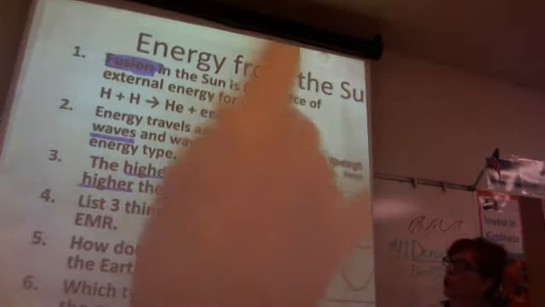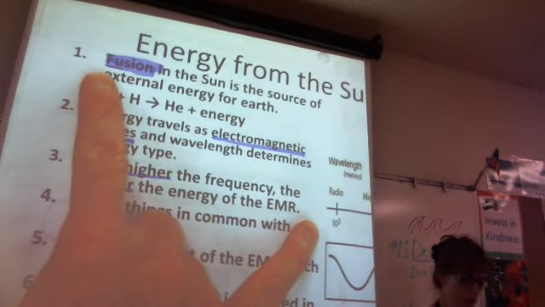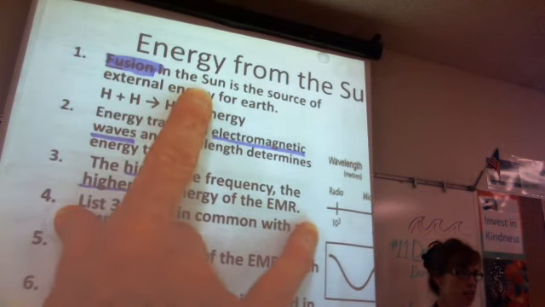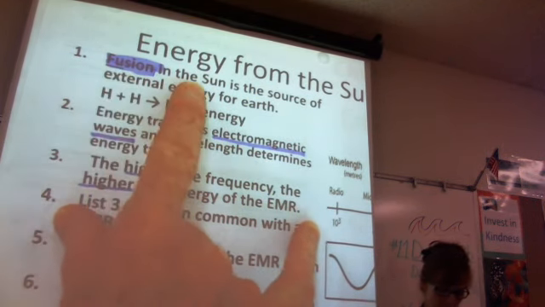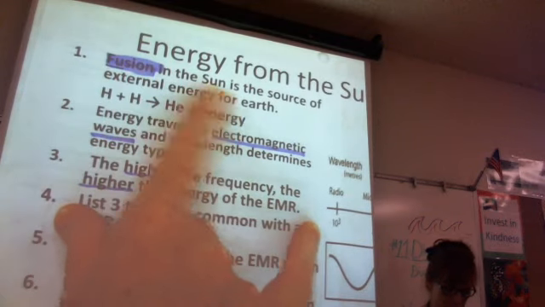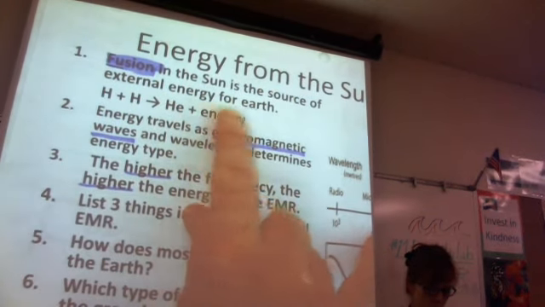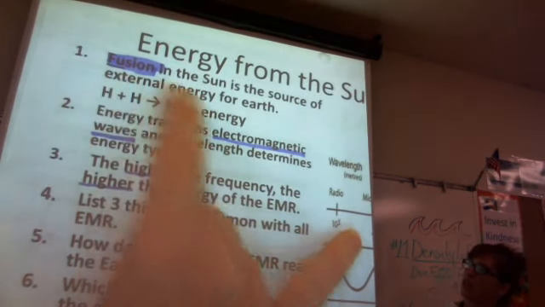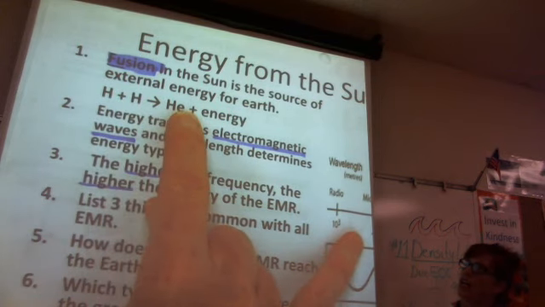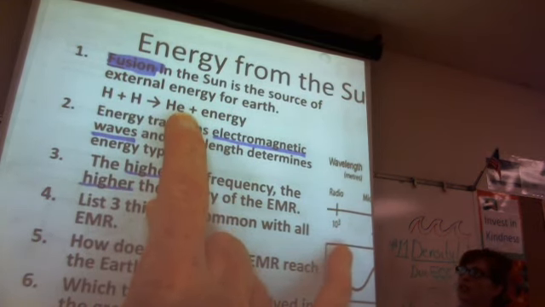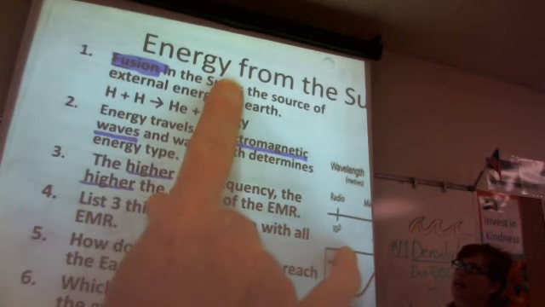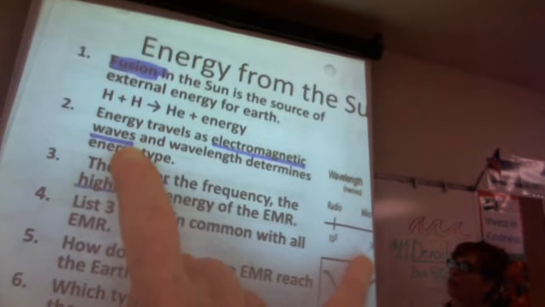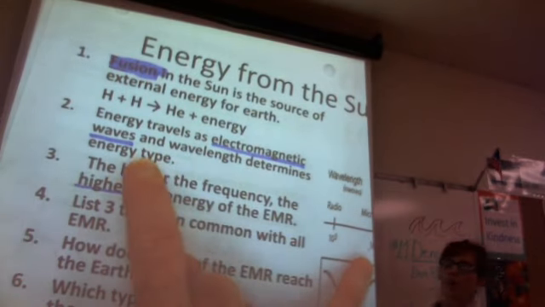If you look at your note page, you see some blanks here, so we're going to talk about these. So when you have fusion in the sun, this is a review, you should know this. Fusion in the sun is the source of external energy in the earth. So remember that, S-U-N. That's when you have hydrogen plus hydrogen combines or fuses to form helium, and that occurs in the sun. Now energy travels through the electromagnetic waves, and wavelengths determine the type of energy.